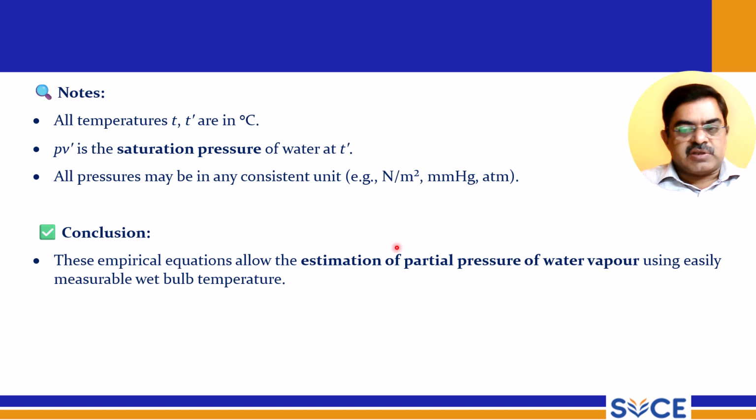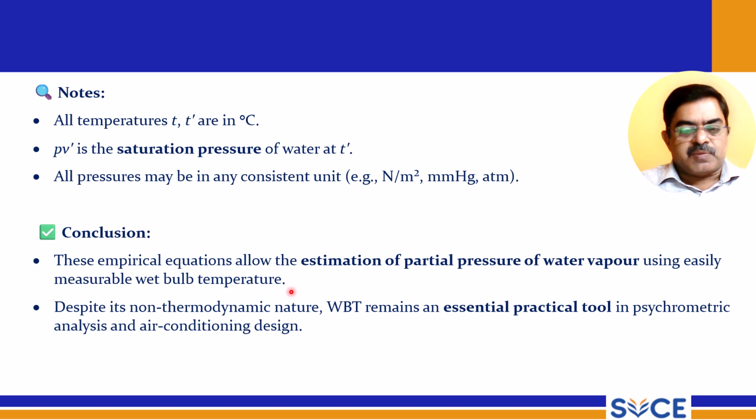To conclude, we can see here these empirical equations allow the estimation of partial pressures of water vapor using the easily measurable wet bulb temperature. So once we know the wet bulb temperature, we can estimate the partial pressure. And despite its non-thermodynamic nature, WBT, wet bulb temperature, remains an essential practical tool in thermodynamic analysis and air conditioning design. So this is another important property we should always remember, with which we can calculate the partial pressure also.